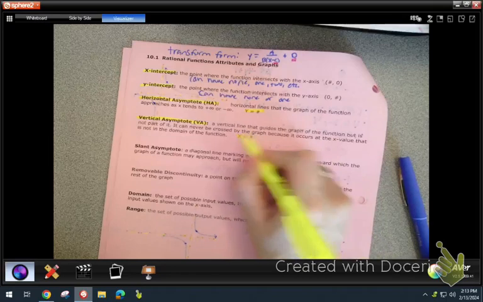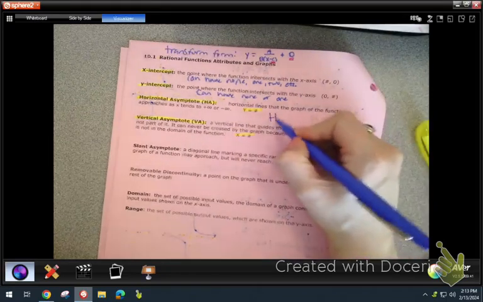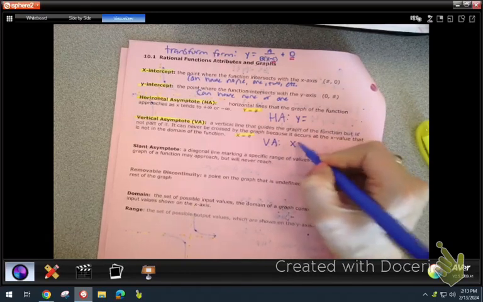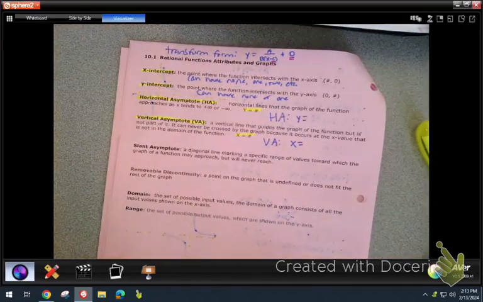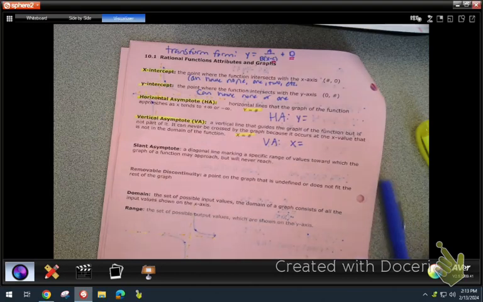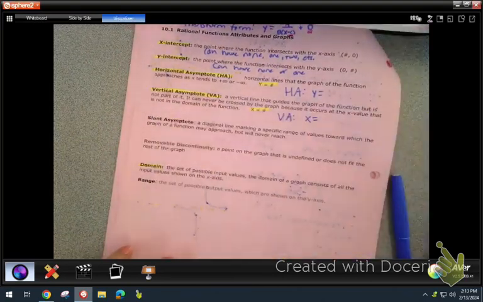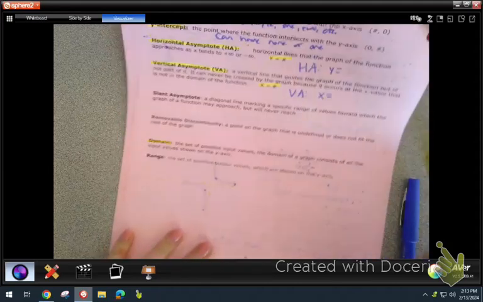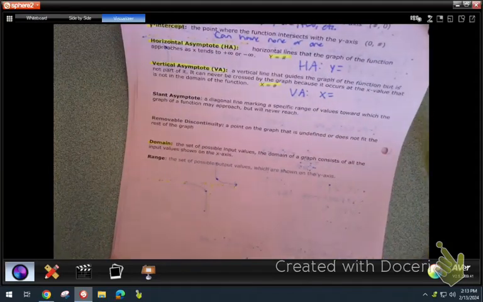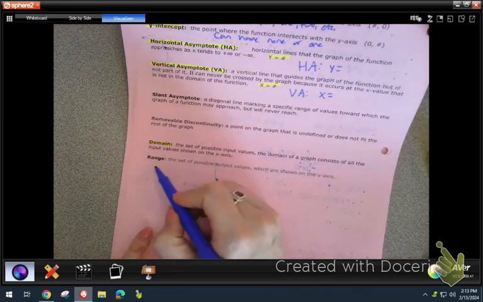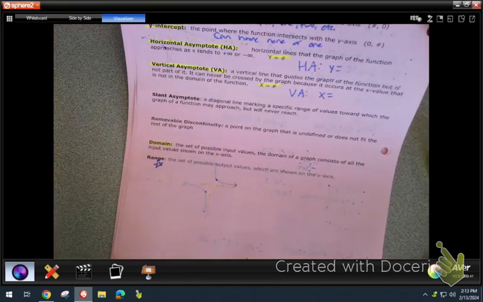Horizontals, vertical asymptotes. I'll write that again. HA is y equals, VA is x equals. Okay? And those will be numbers. Domain and range. We really won't talk about range from here on out. I won't ask you to find it on a graph per se because there are some special cases. So I'm just going to put a little star by that because, again, it depends on the graph.